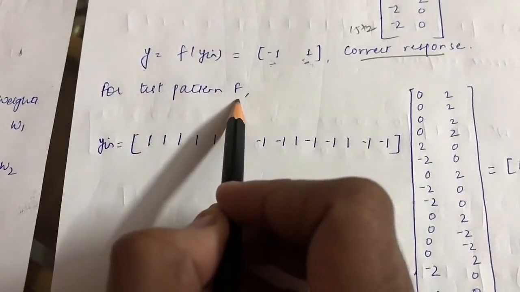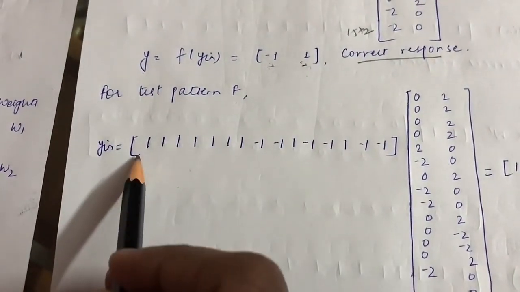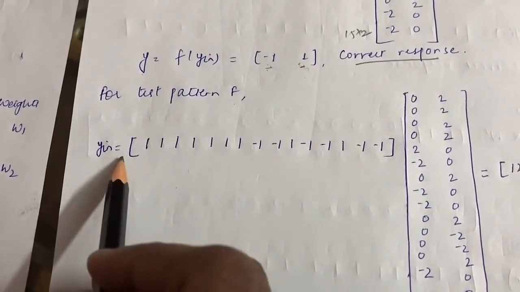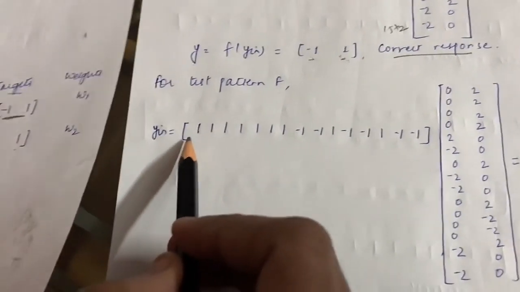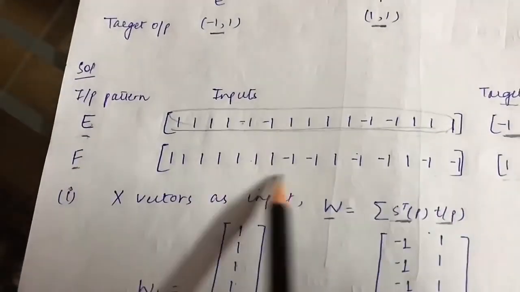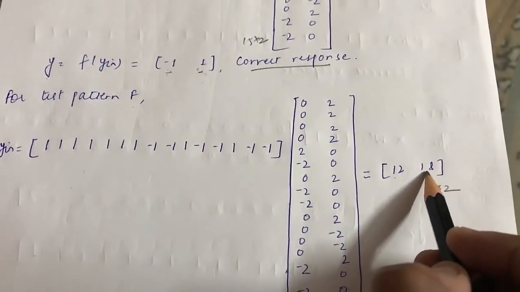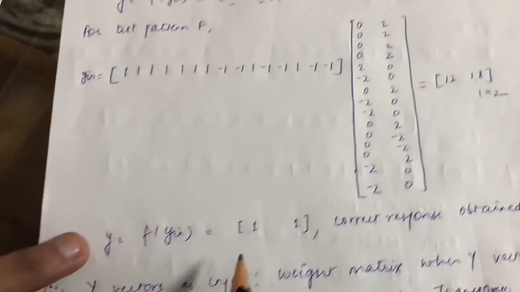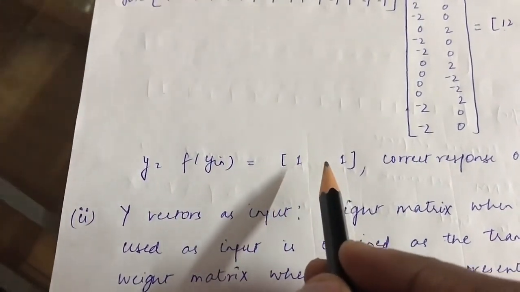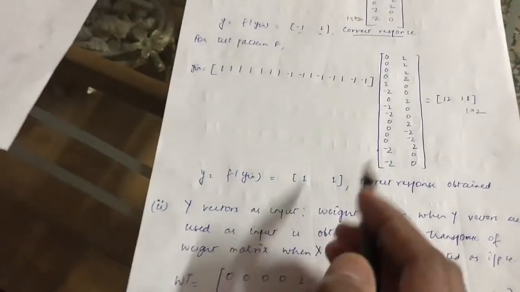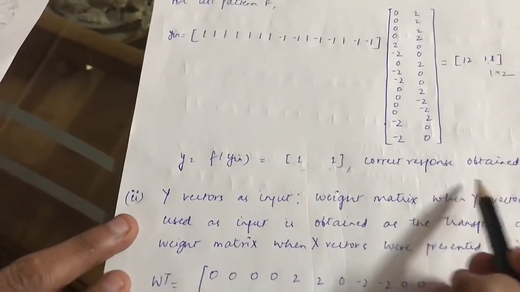Now let us see for the test pattern F. So similarly for the test pattern F, we calculate the net input. How do we calculate the net input? By multiplying the inputs of F with the weight matrix obtained, and then we get a 1 cross 2 matrix, just like in the case of E. There is 12 and 18. Since both values are greater than 0, we'll get 1 and 1. And in the question also, for F it was 1 and 1. So we have got the same answer. So we say the correct response has been obtained.